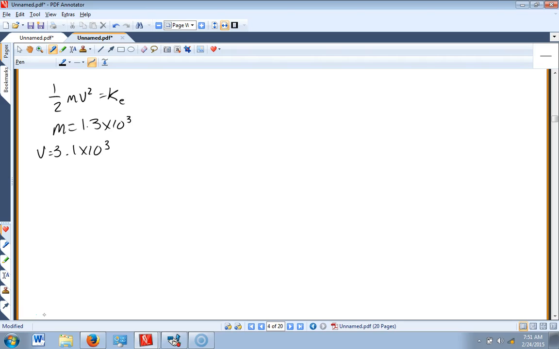Okay. So now we're going to go ahead and raise this to a power, okay? So I have in front of us the equation for kinetic energy, which is 1/2 mass times velocity squared. So we're going to find the kinetic energy of a jet that weighs 1.3 times 10 to the third kilograms, and it is going 3.1 times 10 to the third meters per second, okay? So we're going to go ahead and plug this in where it goes. So we have 1/2 times 1.3 times 10 to the third times 3.1 times 10 to the third squared. Equals our kinetic energy, okay?